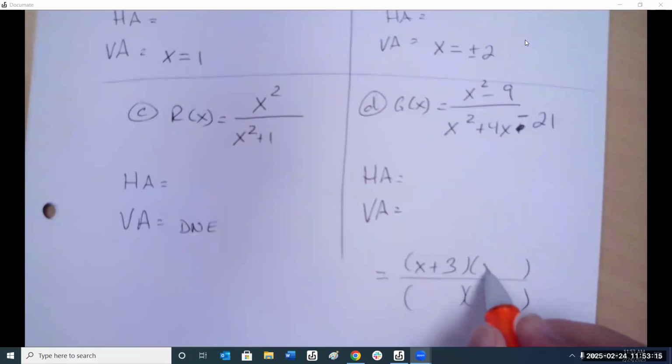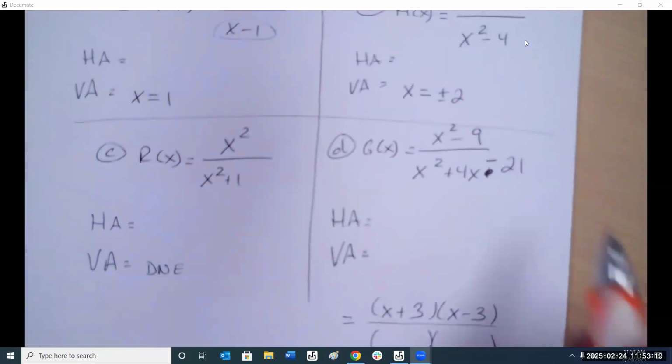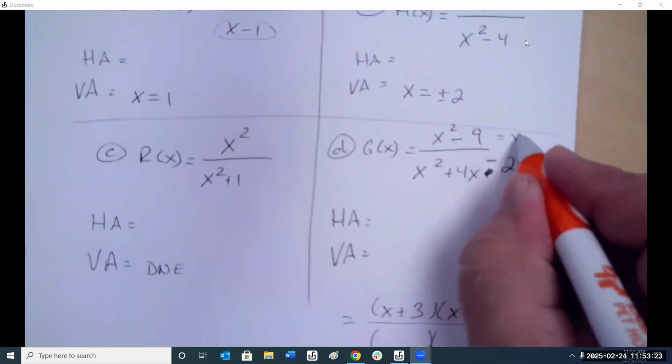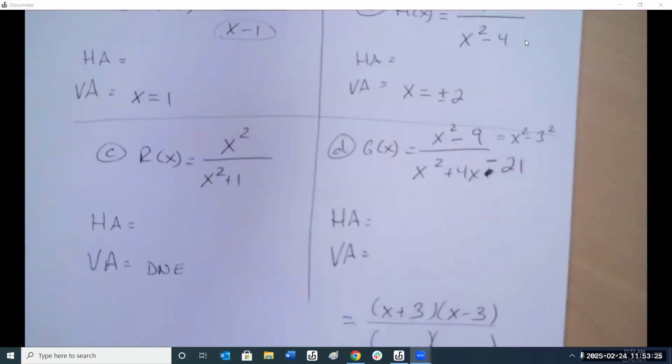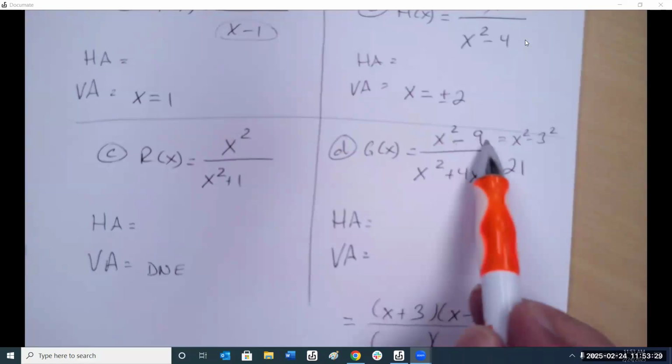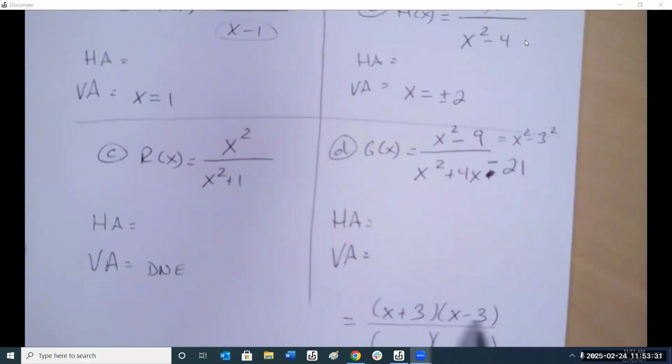Very good. What's that called? The difference of 2 squares, because this is the same thing as x squared minus 3 squared. Very good. So it's because it's a minus between there and they're both squared, it's x plus 3, x minus 3.